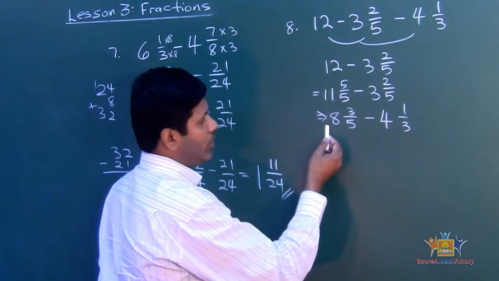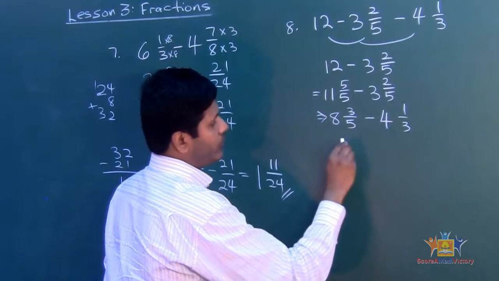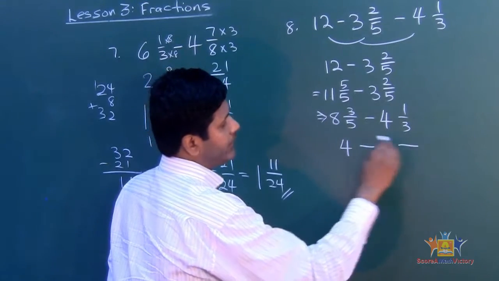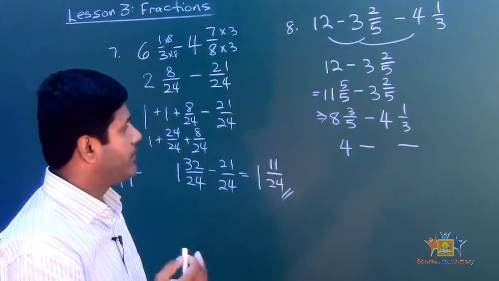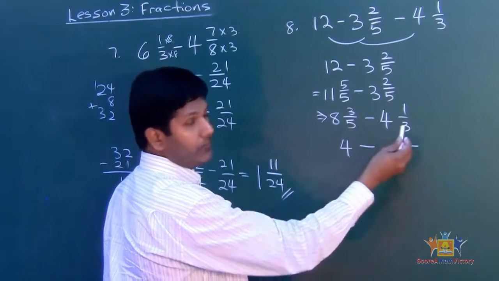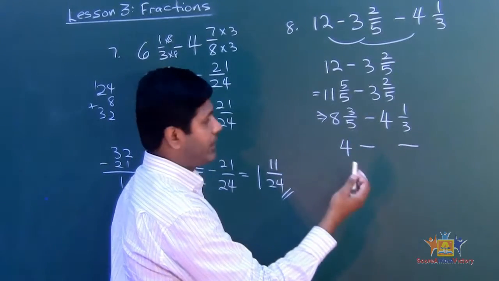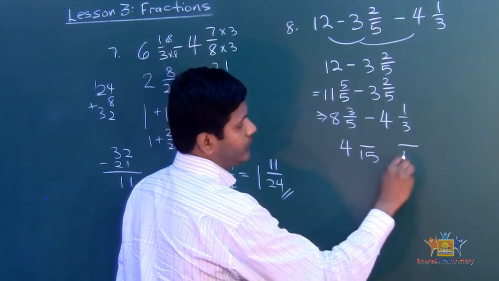Round number or a whole number and whole number I can subtract. So 8 minus 4 is 4. Now I've got to find a common denominator for 5 and 3, the lowest common multiple, so that way I can subtract. That will be 15 and 15.